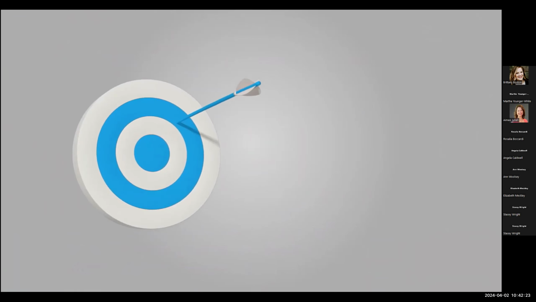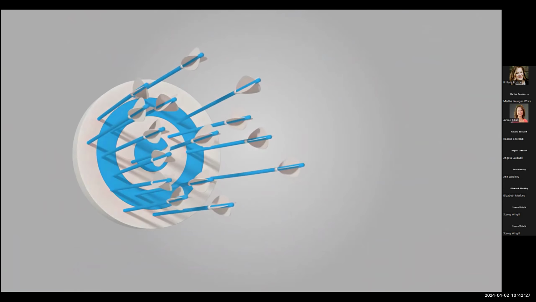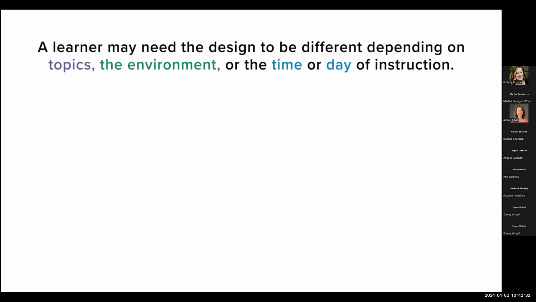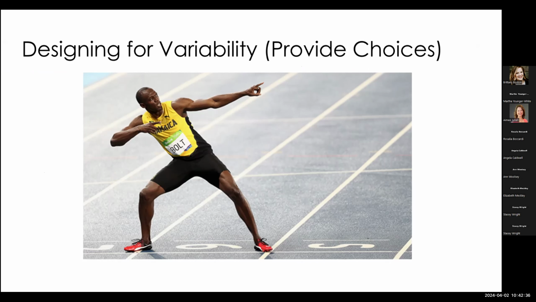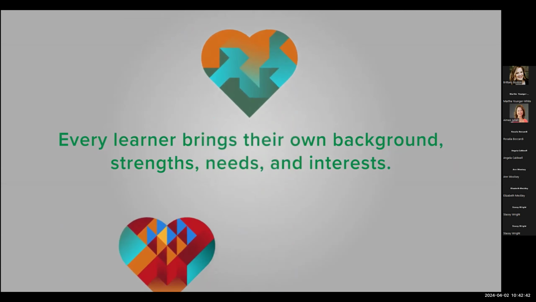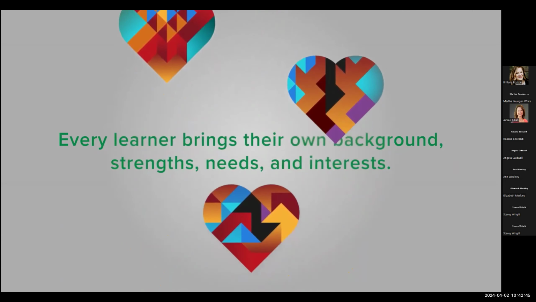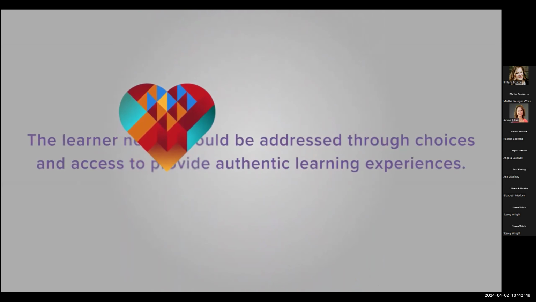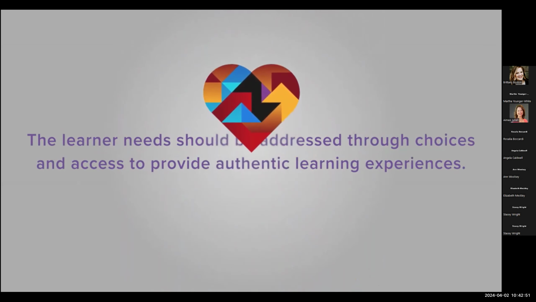When we design for variability, we are minimizing barriers and increasing access for all our learners. Variability is contextual. That means a learner may need the design to be different depending on topics, the environment, or the time or day of instruction. Every learner brings their own background, strengths, needs, and interests. To meet each learner effectively, the learner needs should be addressed through choices and access to provide authentic learning experiences.